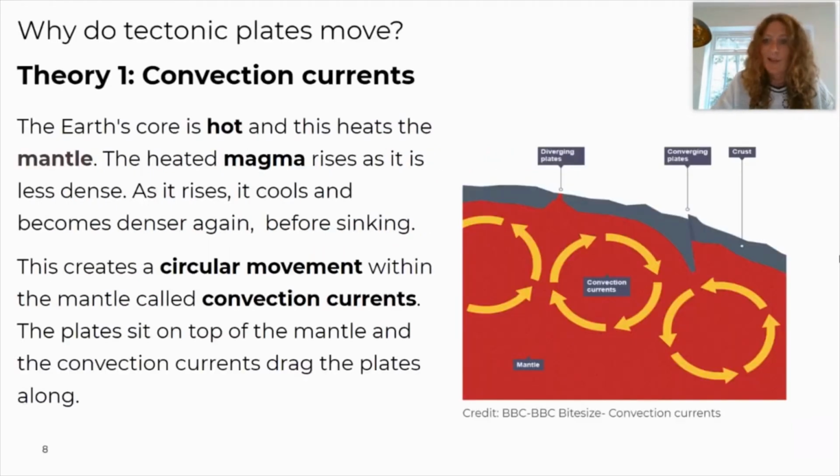So let's get on to what is actually the crux of the lesson, because now we know about these two types of plate, we can actually start to think about why it is that they move. Now, there are in fact three theories as to why they moved, but the major theory, which is why we're starting with this one first, is about something called convection currents.